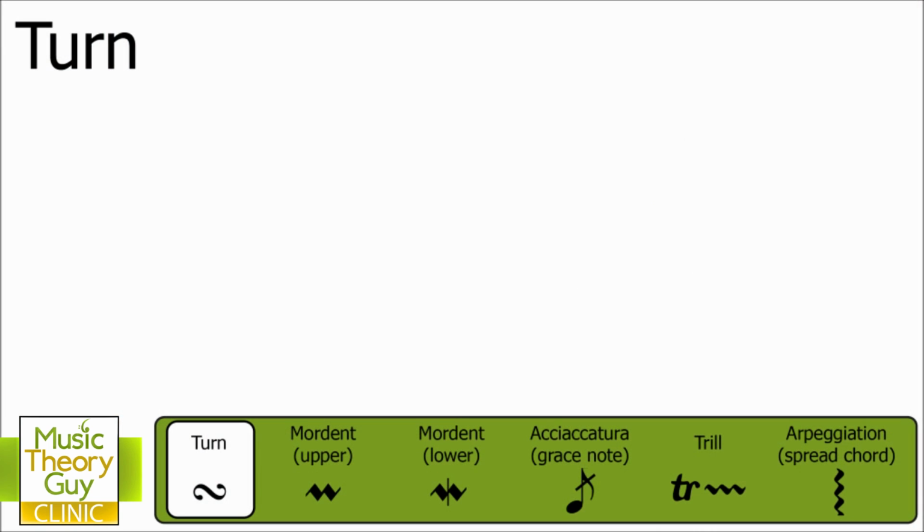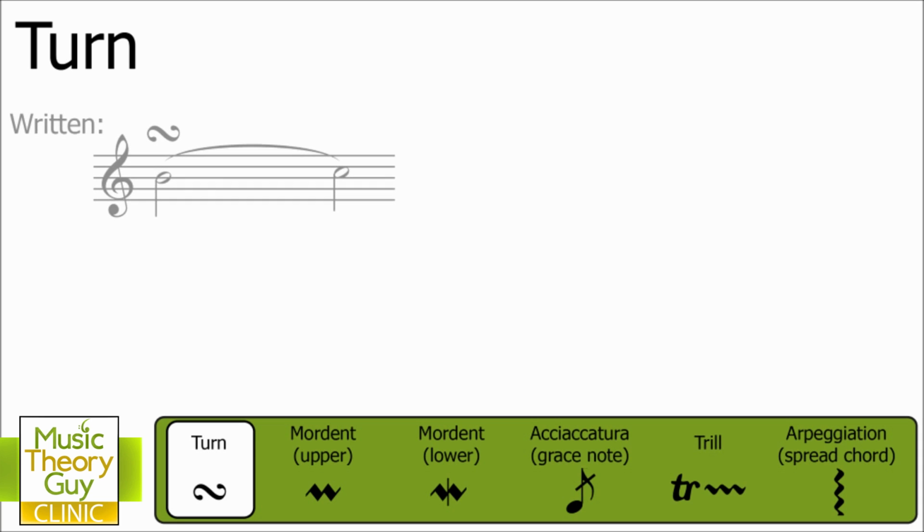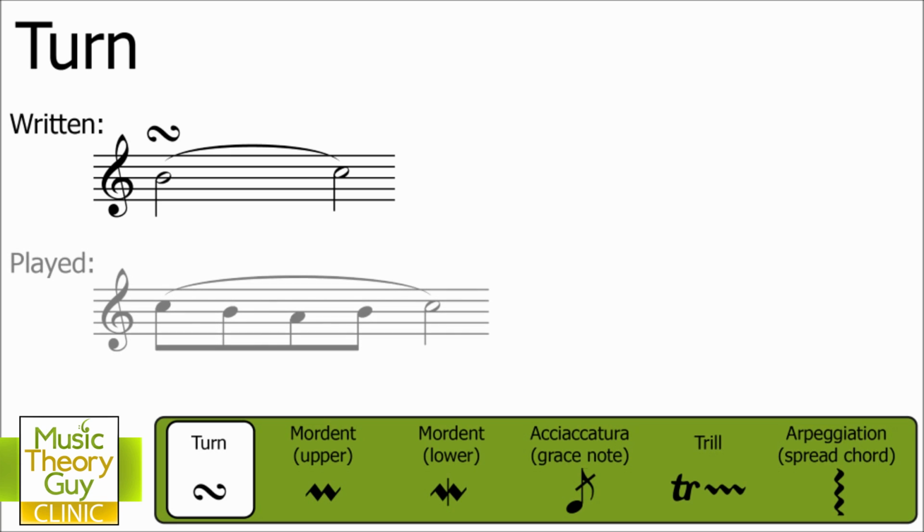Okay, so you can see what a turn looks like at the bottom of the screen. Let's have a look at a very, very simple example of a turn in a piece of music. So here you can see that there's a B followed by a C, but above the B, there's that turn symbol. Now that's what's written into a piece of music, but if we were to actually play it, this is what it would look and sound like.